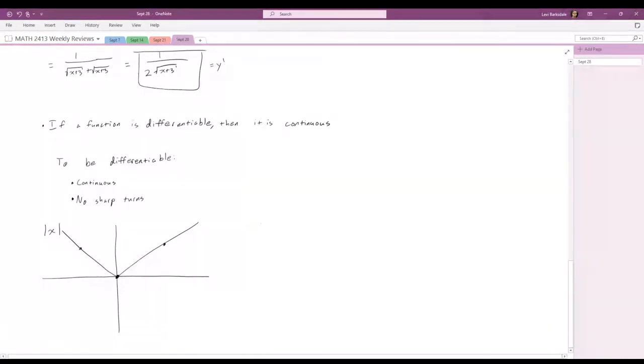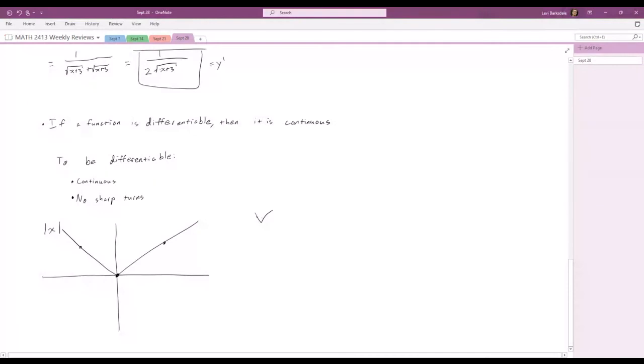It's undefined, right? Because we just have like a pointy bit. We can actually draw quite a few different tangent lines at a bunch of different angles. So we have an undefined slope.